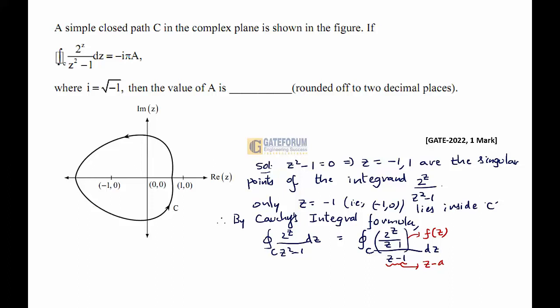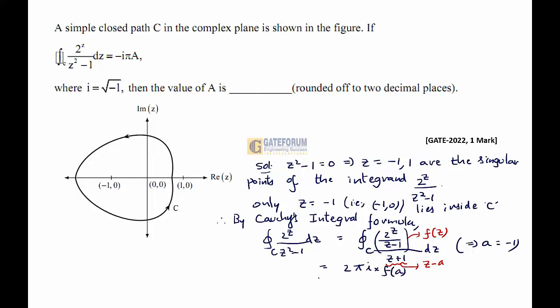This is z minus 1, this is z plus 1. So from this, we will be getting a is equal to minus 1. Now what is the statement? Cauchy's integral formula: 2 pi i into the function at a, f of z value at a.